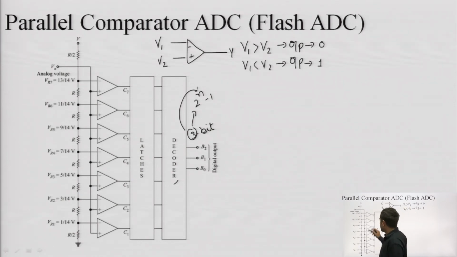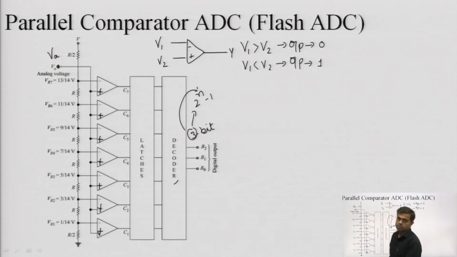In this we can see that all the positive terminals are connected to a common point, which is termed as VA, where this analog voltage has been applied. And between the negative terminals there are resistors R, R, R, R, R, R, and this one is R by 2 and this one is R by 2. So between the negative terminals of the comparators there are resistances R, and the first and the last resistances are R by 2.